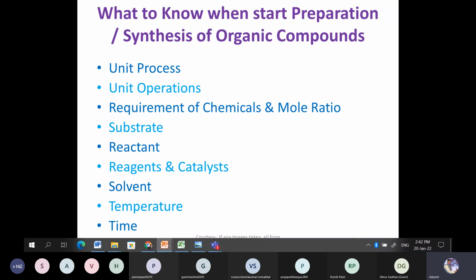Then next one is a solvent. Why is the solvent required? Normally, whenever we carry out a reaction, the different chemicals are in different physical states. Some materials may be solid, some liquid, some polar, some non-polar, some water soluble, some water insoluble. In such a situation, if we add solvent, then with the support of solvent we can convert it into a homogeneous mixture for the particular reaction. That's why we require solvent.